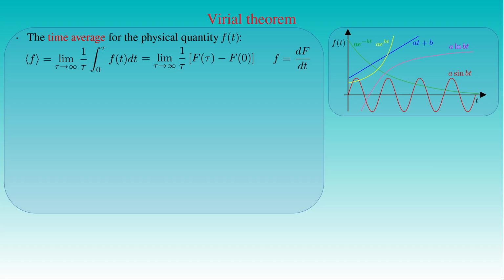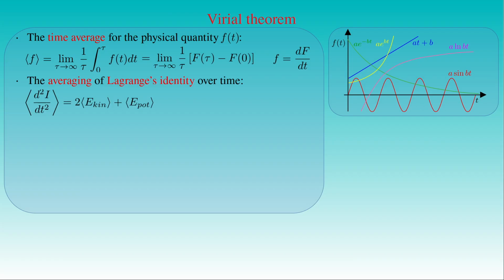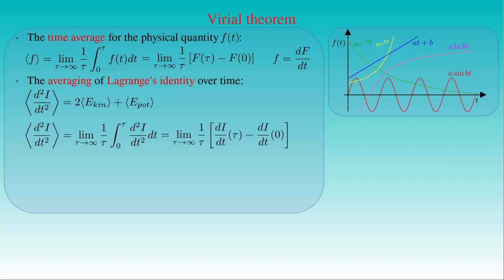If we average Lagrange's identity over time, then we need to evaluate the average of the second-order derivative of the moment of inertia I with respect to the time t in the left-hand side of the identity. When integrating the left-hand side with respect to the time t, we apply the Newton-Leibniz rule and subtract the primitive function of the second-order time derivative of I, that is its first-order time derivative evaluated at tau, from the derivative of I evaluated at 0, where tau tends to infinity.